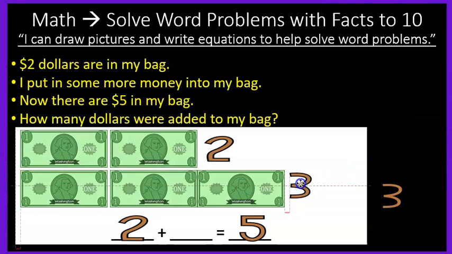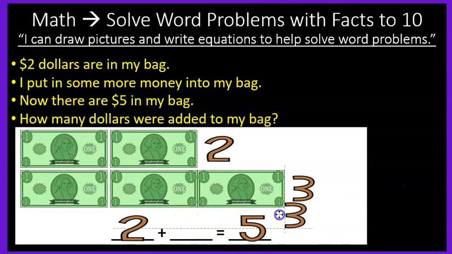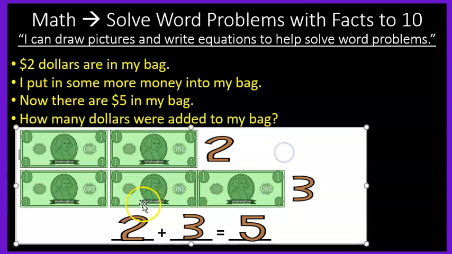So we're going to put 3 here. And look at that, boys and girls. We found our number that goes here. That's going to be 3. So we're going to put 3 here. Now our addition equation is complete. We have 2 plus 3 equals 5.